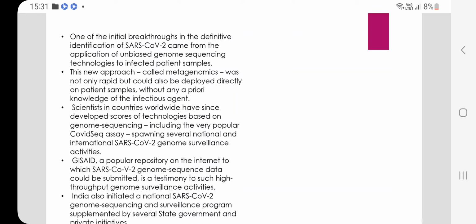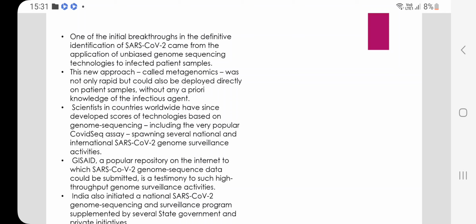Why was this made possible? Because of metagenomics. It is extremely rapid. It helps us identify the genome sequencing of the virus. When we know that a certain person has been infected, we can take the virus from the infected samples, and we can actually see how to fight against it.